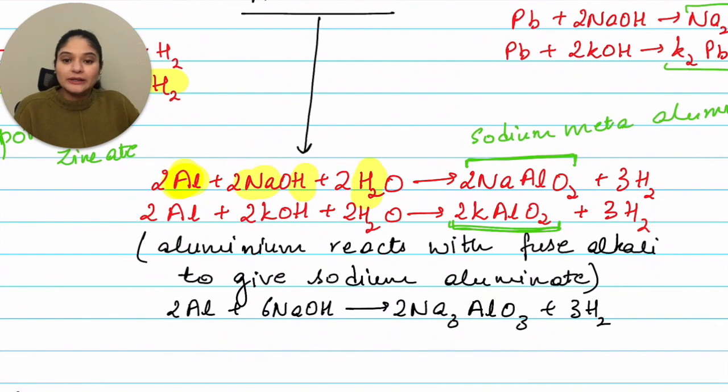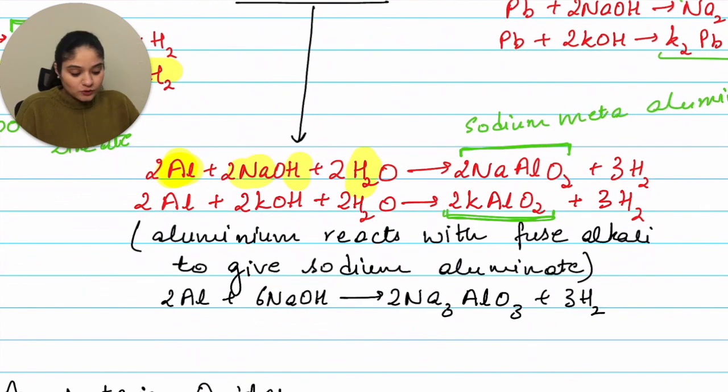Now aluminium also reacts with fused alkali to give sodium aluminate. So this is fused alkali. Aluminium has also the tendency to react with fused alkali to give you Na3AlO3 plus hydrogen gas. And what is this? This is sodium aluminate. Okay, sodium aluminate.